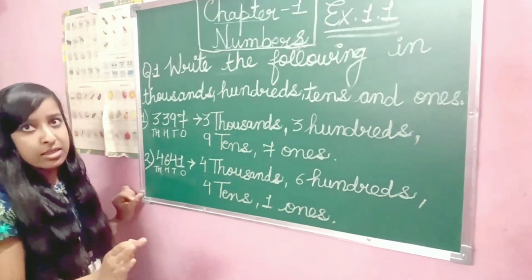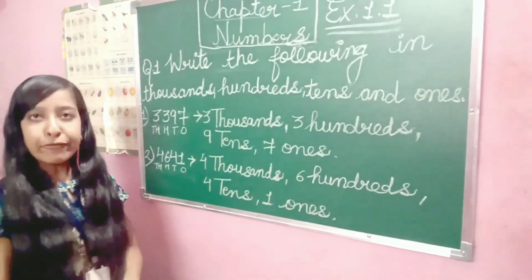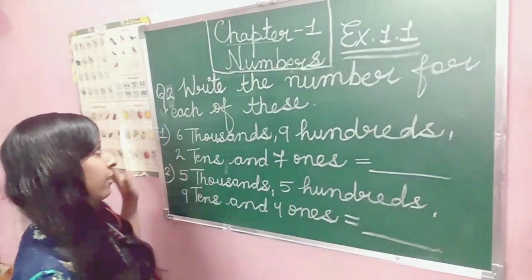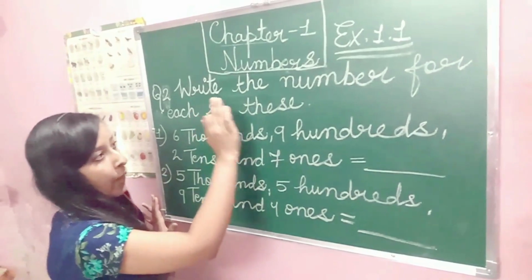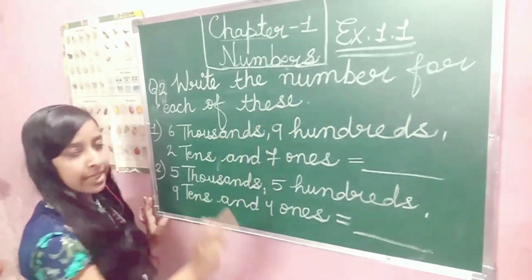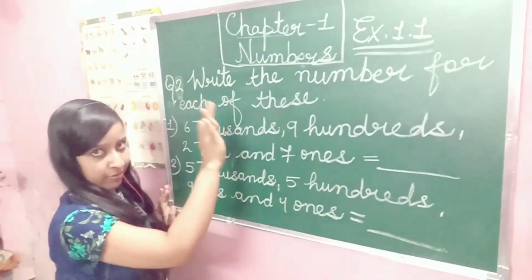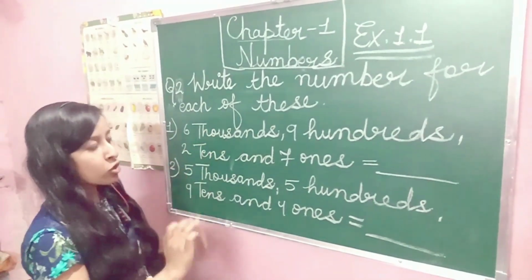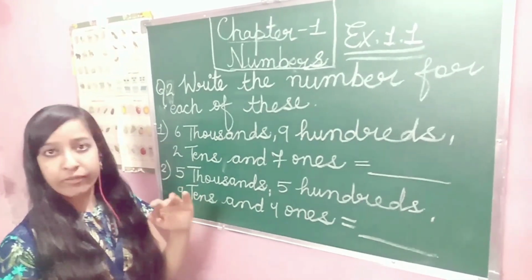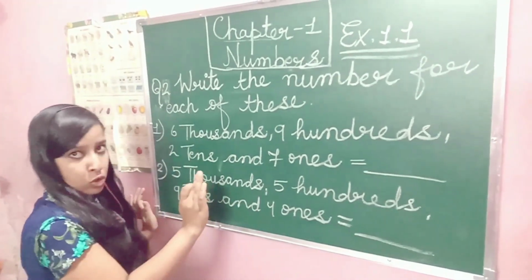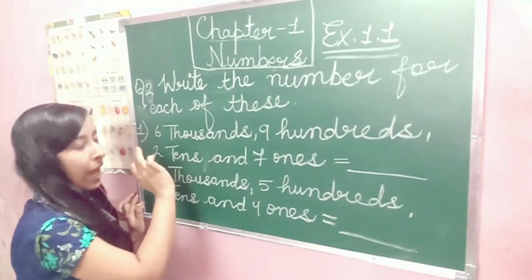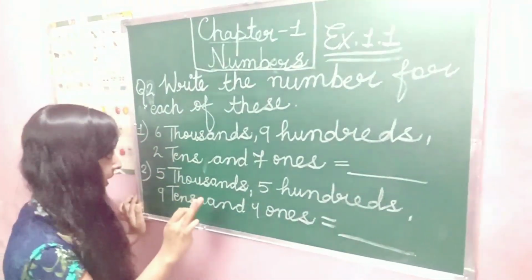Next 3 points is your homework. You have to do this in Maths Fair copy. Our second question is write the number for each of this. It is the opposite of the above question. In the first question, we had a number and we wrote the position of each digit. Now in this question, the position is given, so you have to write the number at the proper place.